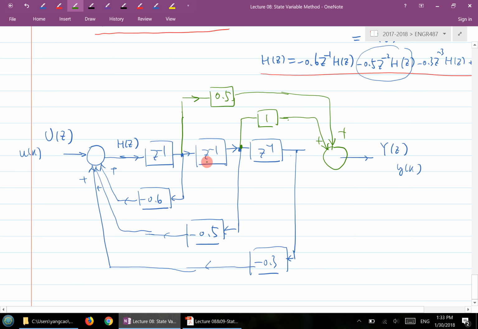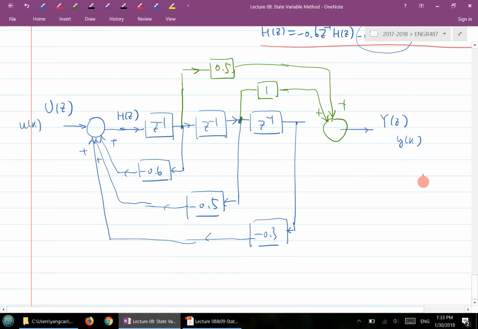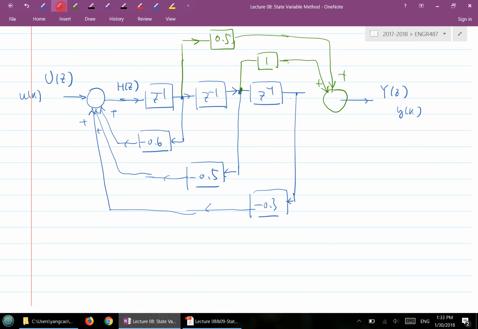So from here, the idea is we want to build our discrete state space model. Based on this simulation model here, how do we pick our state variables now? So the next step here is picking state variables.